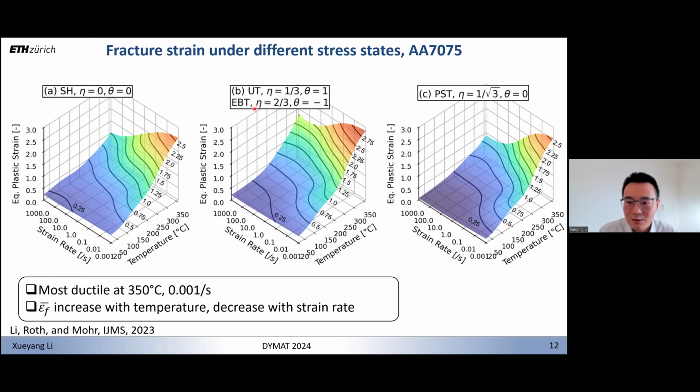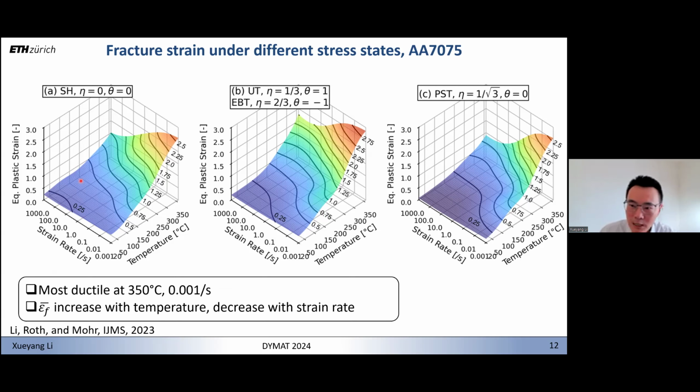What we can see at first glance is that the material is most ductile at high temperature, 350 degrees C, and the quasi-static loading speeds around 0.01 per second for all stress states. And the fracture strain seems to increase with temperature and decrease with the strain rate. This is rather intuitive. And you might have some doubts. I mean, you have the neural network, you have these many parameters, how do you really use it in industrial applications? And it is actually quite straightforward.